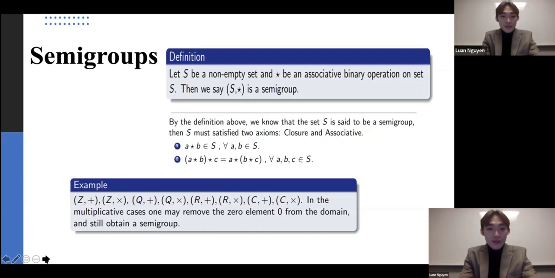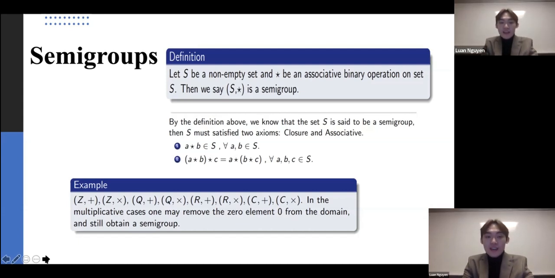If a sigma group S has an identity element, which is the number 1, the sigma group becomes a monoid. If the monoid has inverse elements, it becomes a group.